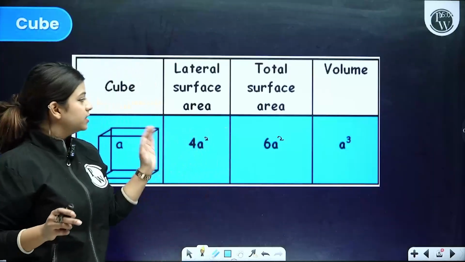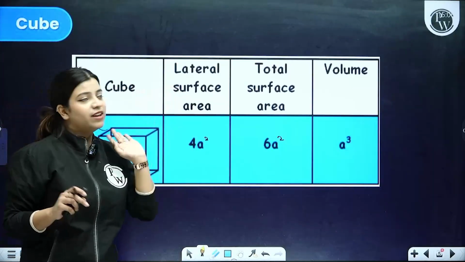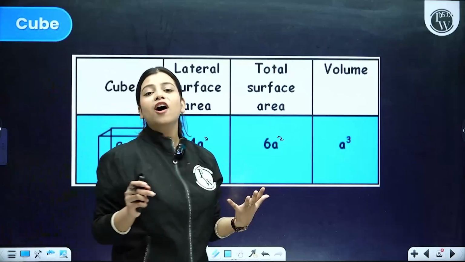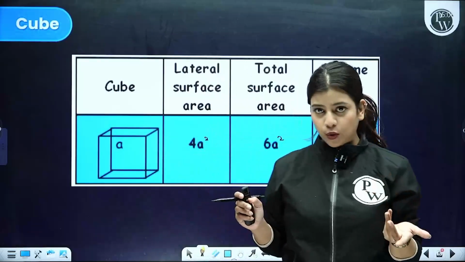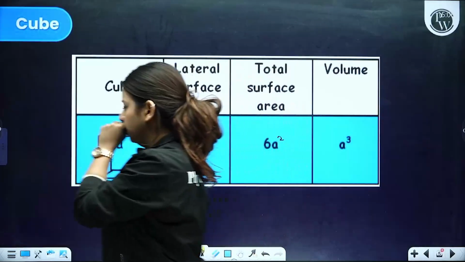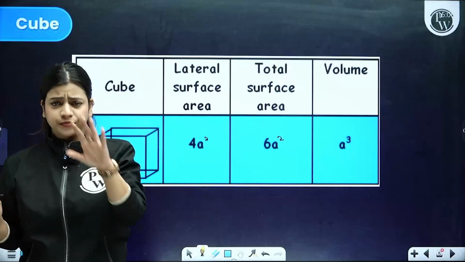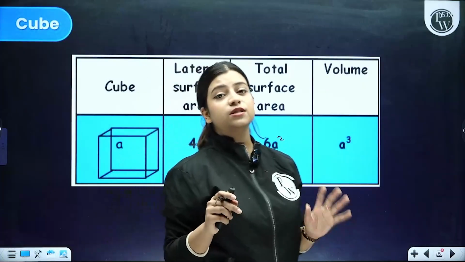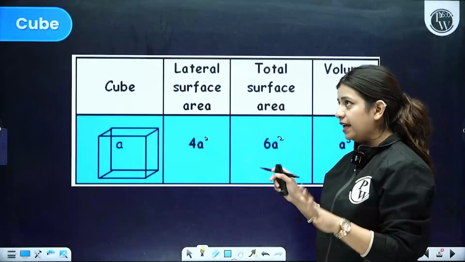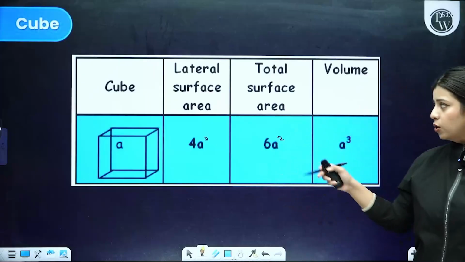So the difference is this: when we talk about the cube, all the faces of a cube are squares.